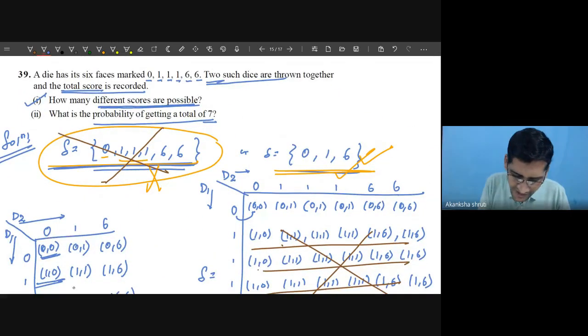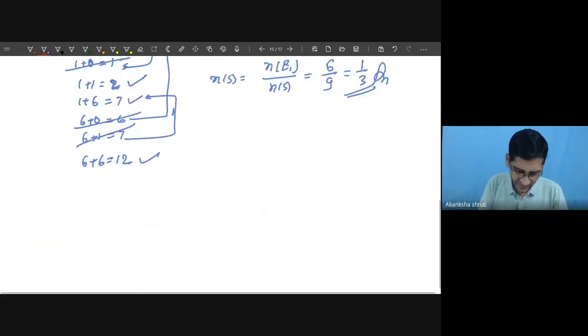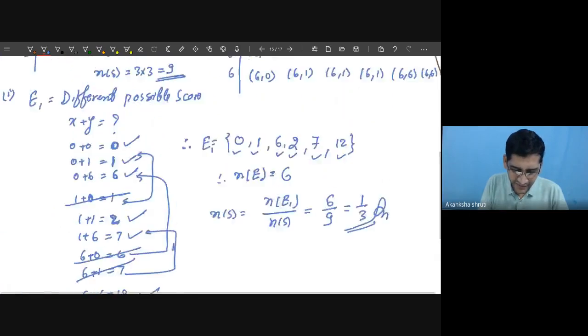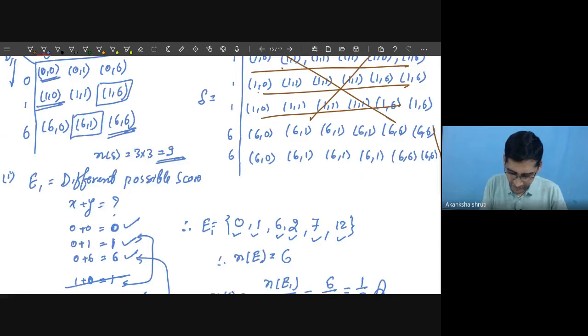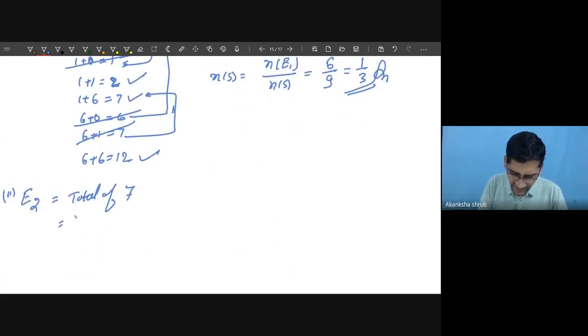What is the probability of getting a total of 7? Total of 7, just one part. So E2, total of 7. So only one way or two ways. So here, student, keep in mind this ordered pair we have to take. So 1 and 6 and 6 and 1. So the two ways are there. It is our 1 and 6, another 6 and 1.